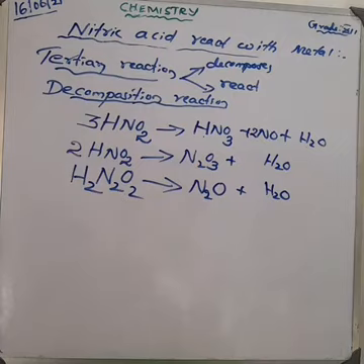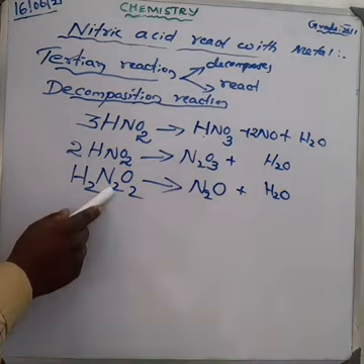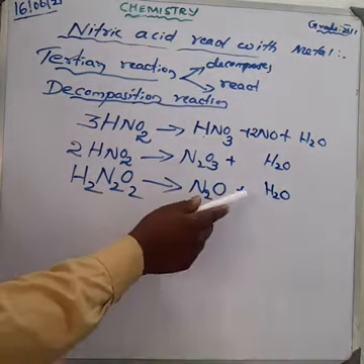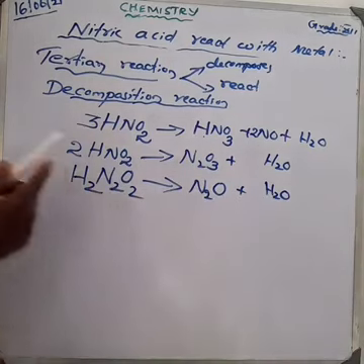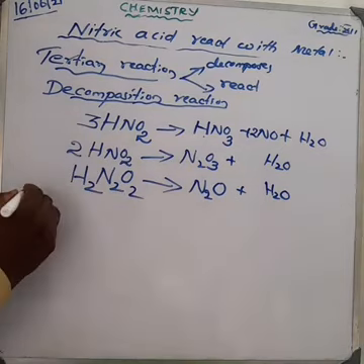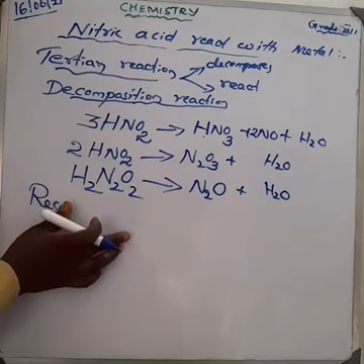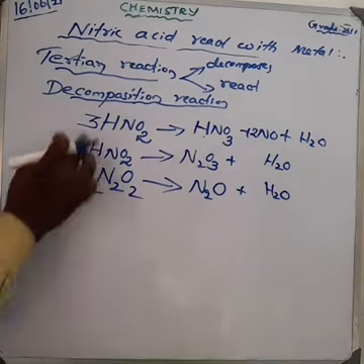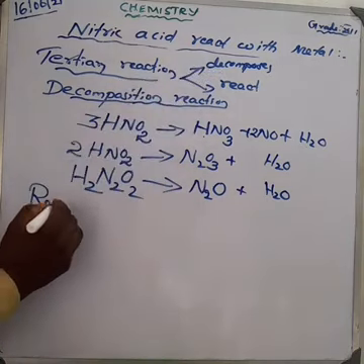Okay, how can you balance the equation? Nitrogen: product side 2, reactant side also 2. Hydrogen: product side 2, reactant side also 2. Oxygen: product side 2, reactant side also 2. Now the equation is balanced. Am I right? This is about the decomposition reaction. Decomposition means the reactant undergoes dividing or splitting, like a division. Okay.